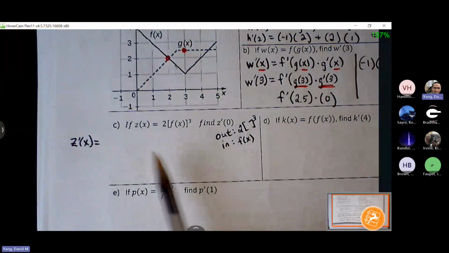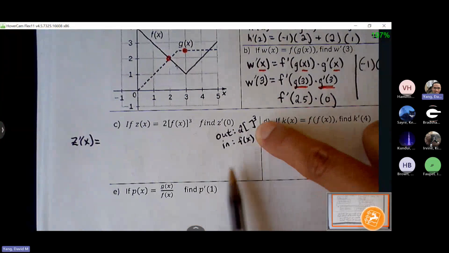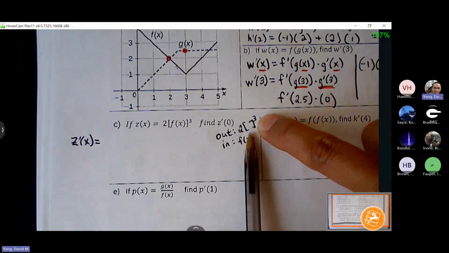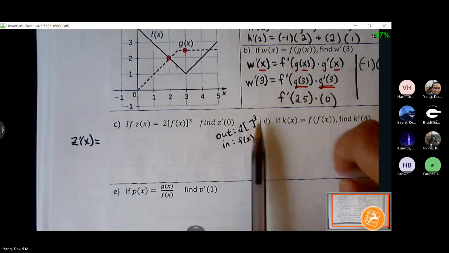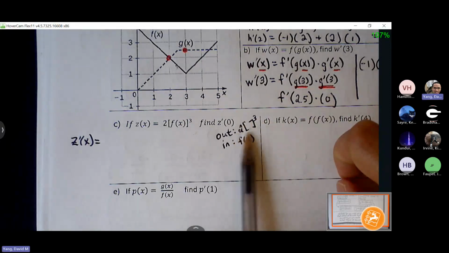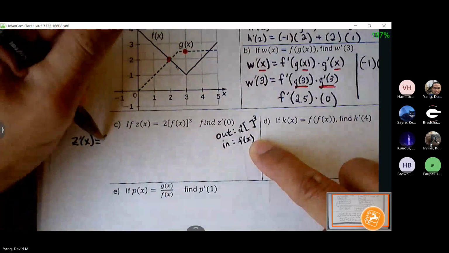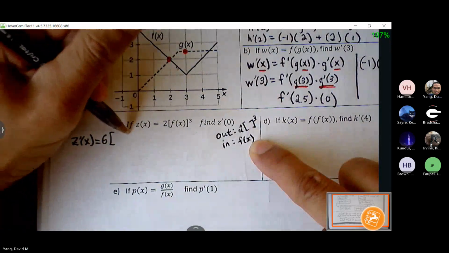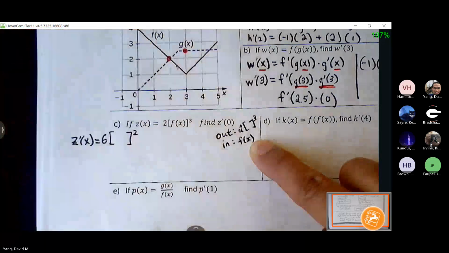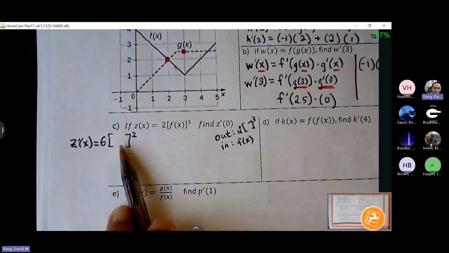All right, so we take turns with each portion. What's the outside's derivative? 6 bracket squared. Yep, we're just going through power rule, right? All right, what do I insert in here? Just f of x, right? We're not ready for f prime.